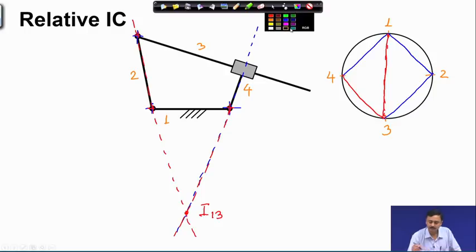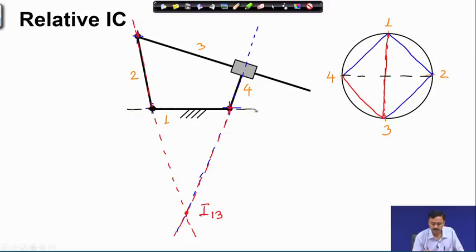Next, I ask the question whether I can locate I24. So, I24 must lie on I12 and I14, so on this line. So, I24 must lie on this black dashed line, and I24 must also lie on I23 and I34. I23 is this, and I34 is at infinity along this blue dashed line, remember.